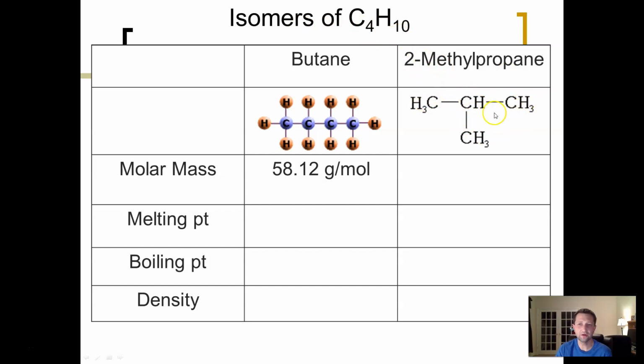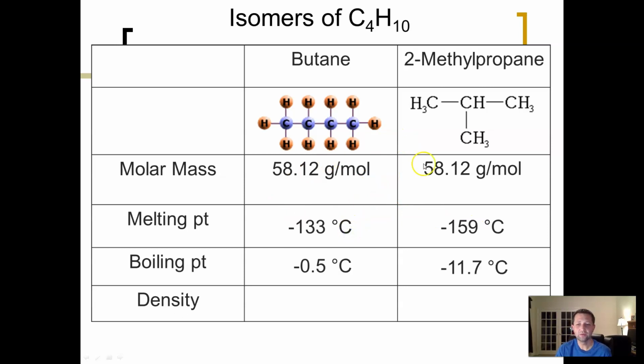So if you look at how many carbons and hydrogens you have, it's 4 and 10. So the molar mass is 58.12 grams per mole. Same thing with 2-methylpropane. The formula is the same, right? Look at how the next couple things differ. So the melting point is different, boiling point is different, and density is different. Okay? We will talk more about this.